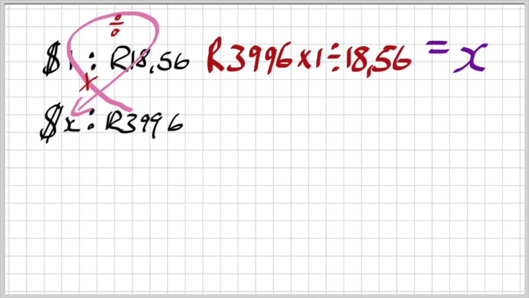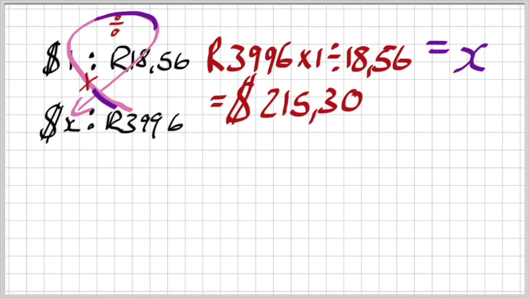This is beautiful. Which means that X is 215 Rand and 30 cents. And does it work with all ratios? Yes, it works with all ratios. I hope that you enjoyed this video and this lovely trick that I showed you: multiplying when you go up, dividing when you start going down, and then you get your answer.